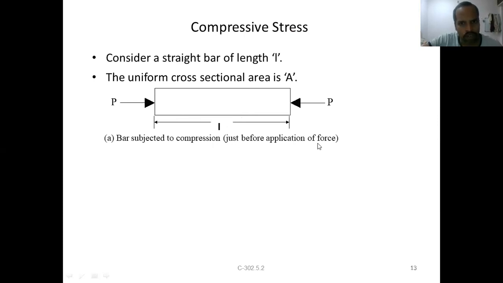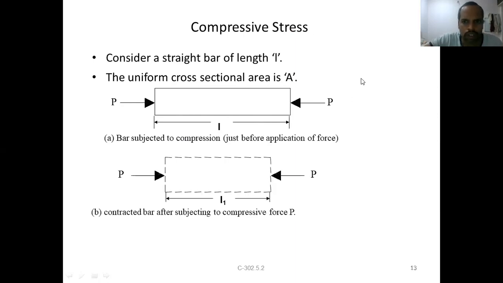This is before application of the load, but we are only showing the load here, not applying it. The bar is subjected to a load P, has a length L, and an area of cross-section which is the same everywhere because of the uniform cross-section. Yeah, see this one. Now you observe.